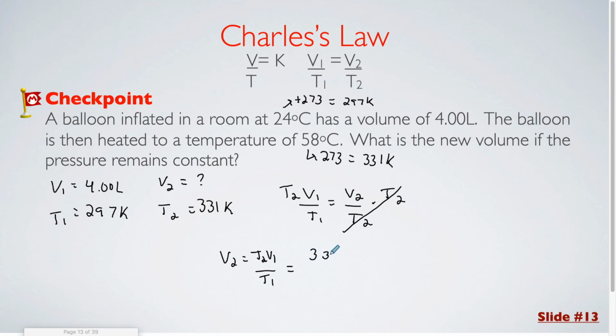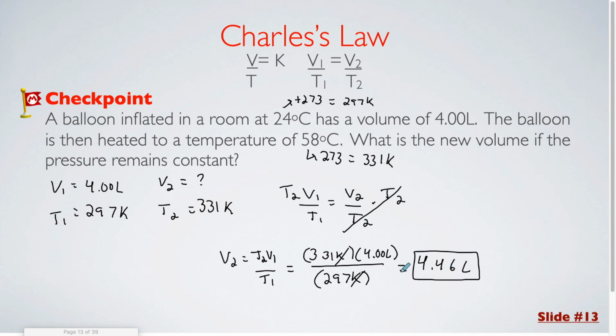My T2 is 331 Kelvin. My V1 is 4.00 liters. And my T1 is 297 Kelvin. My Kelvin is canceling out. I'm left with liters, which is an acceptable unit for volume, so I know that I set everything up correctly. Going to multiply and divide across. I have 4.46 liters. And this three significant figures matches with the significant figures of each of my values here.